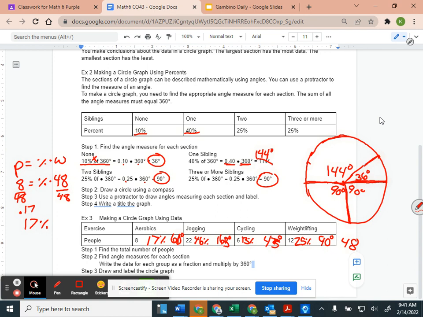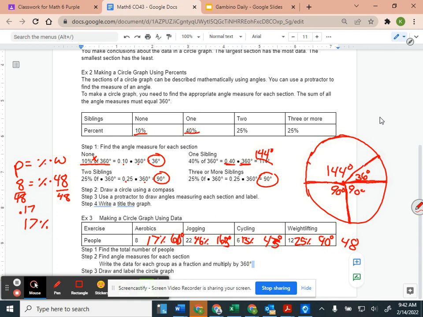And then you make your circle and you put those measurements on there. So the first thing you do is you have to convert from the number you're given to the degrees. So it's several steps you have to go through. You have to find the decimal, then you have to multiply it by 360 to get the degree. Then you can measure out your degrees on your circle. Does that make sense?